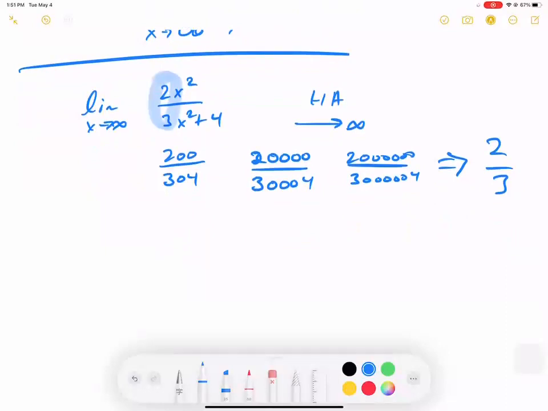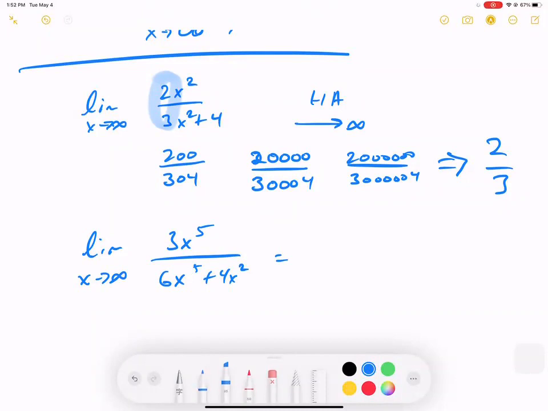Let's go and look at another one. So this is very similar. If I say limit as x approaches infinity of 3x to the 5th over 6x to the 5th plus 4x squared. If you remembered your rule about rational functions, if the exponents are the same, we just keep the front 3 over 6. That's what the graph will look like, which reduces to 1/2.